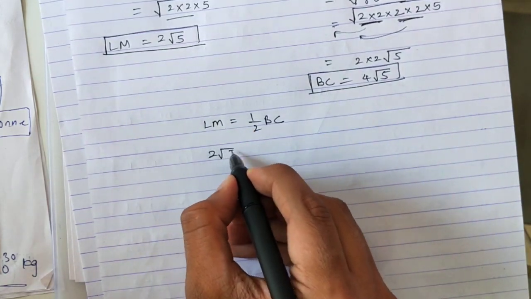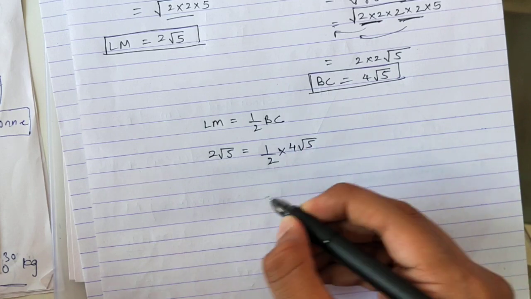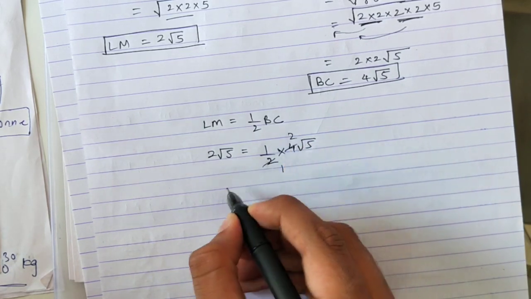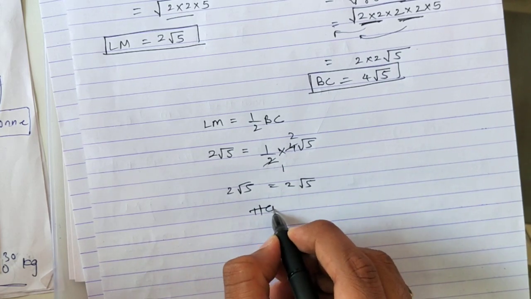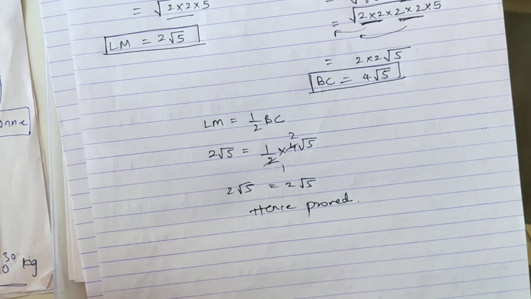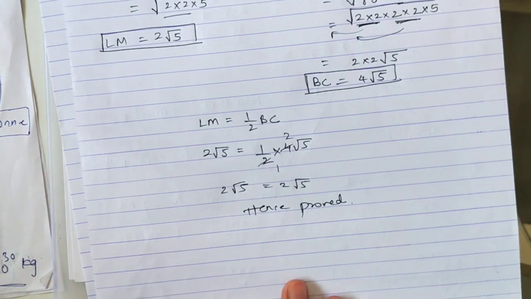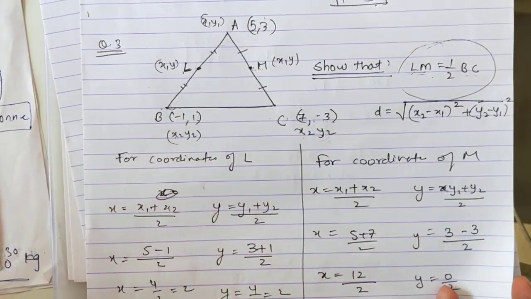LM is given as 2 root 5. Half of BC is given as 4 root 5. So 2 1s are 2, 2 2s are 2 root 5 is equal to 2 root 5. Hence proved. Okay. It was a lengthy one but not a difficult sum. See, I'll again repeat the sum.